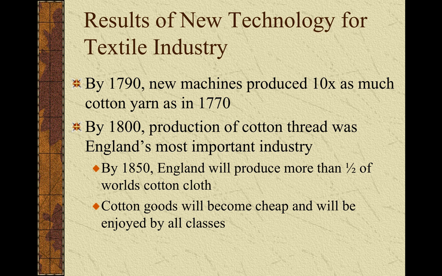Cotton, there's going to be such a big supply because Great Britain is able to produce so much that cotton will be so cheap. Shirts, clothes, linens, so cheap that all classes could enjoy them.